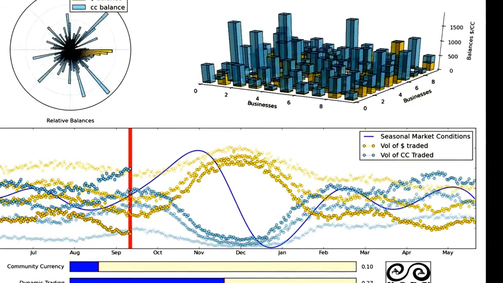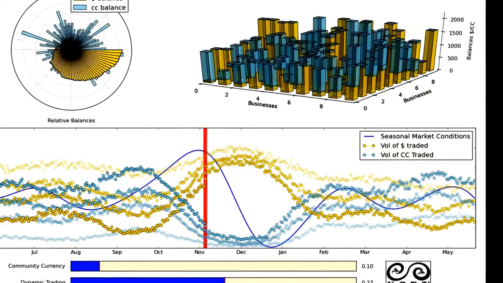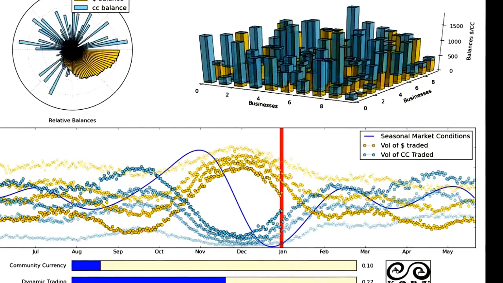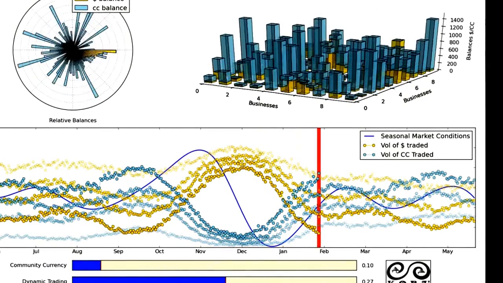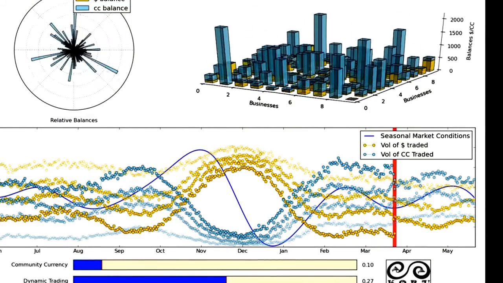And this is why, one of the reasons why, Switzerland is one of the best economies in the world. Switzerland also has a local currency called the WIR that has this sort of counter-cyclic effect as well.